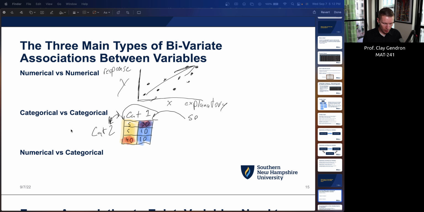Now the last one that we can look at is numerical versus categorical. I'd say the easiest way to visualize this is we have our categories on our x-axis, and we have our numerical variable. We might do different bars. So we have a bar here, bar here, bar here, bar here, and a bar here.